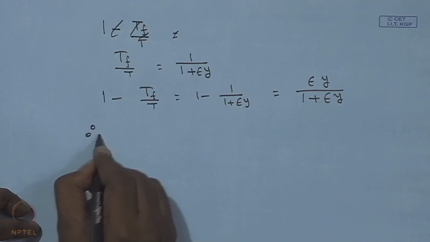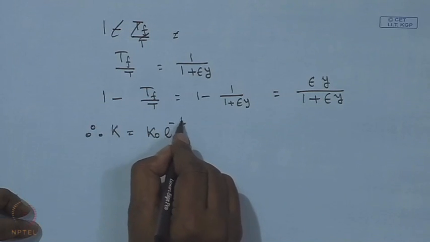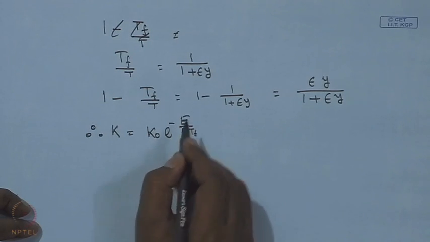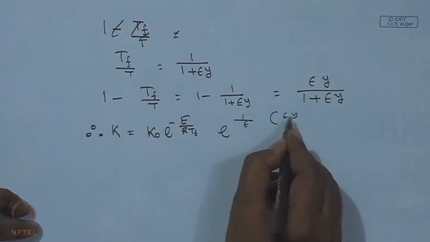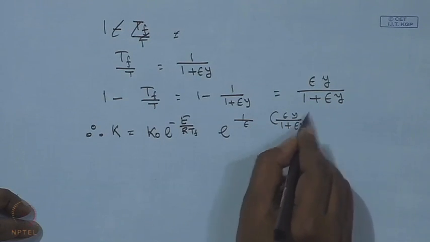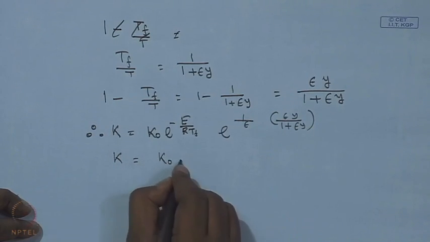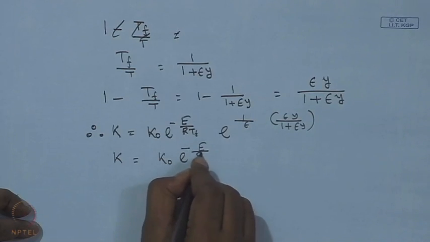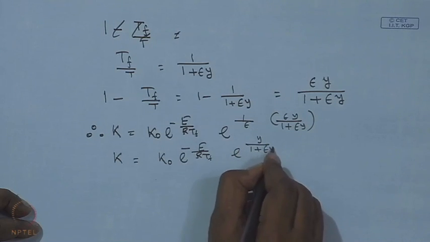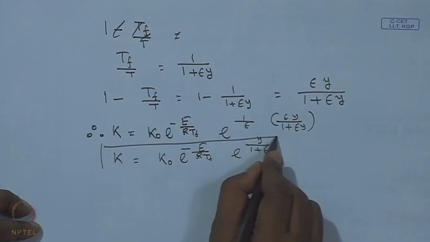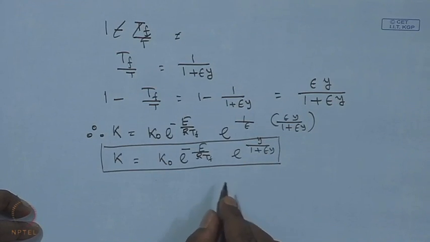Therefore, we can express k as k0 e to the power minus E by R Tf into e to the power 1 by epsilon times epsilon y divided by 1 plus epsilon y, and finally, this becomes k0 e to the power minus E by R Tf e to the power y divided by 1 plus epsilon y. That is how the Arrhenius rate constant is made non-dimensional.